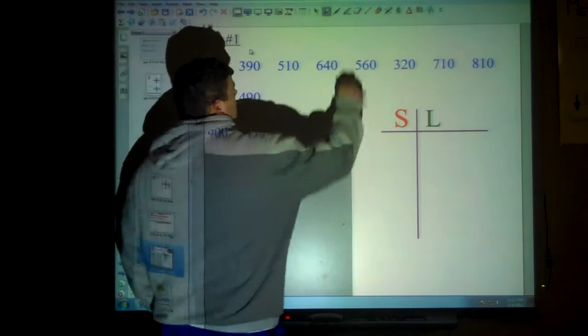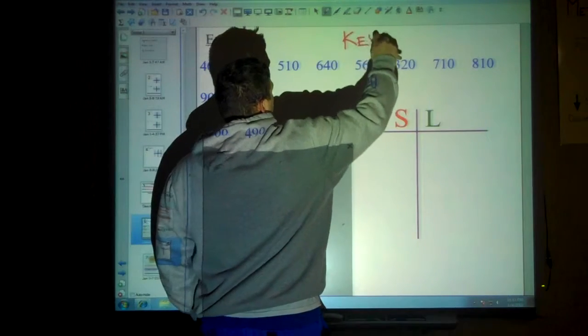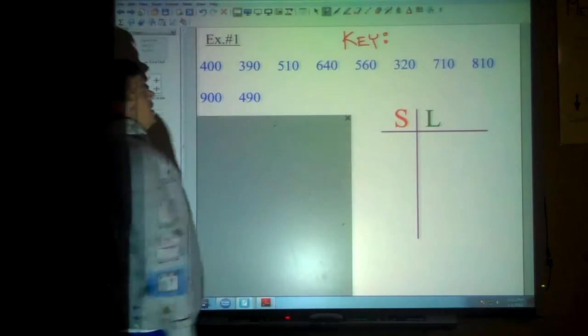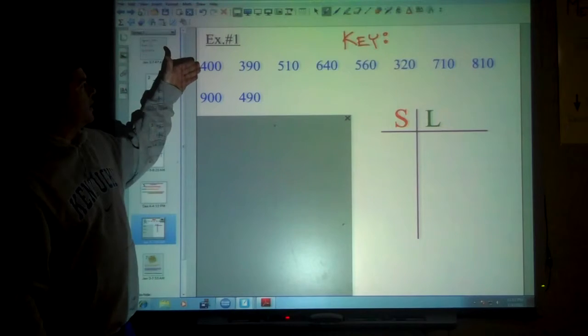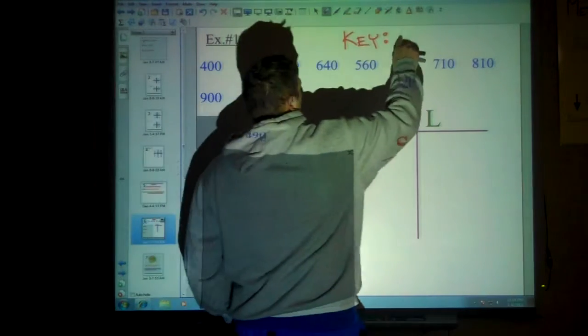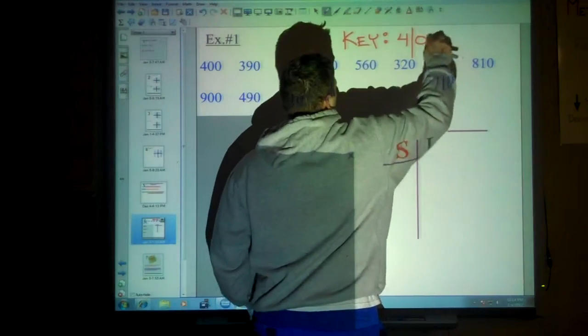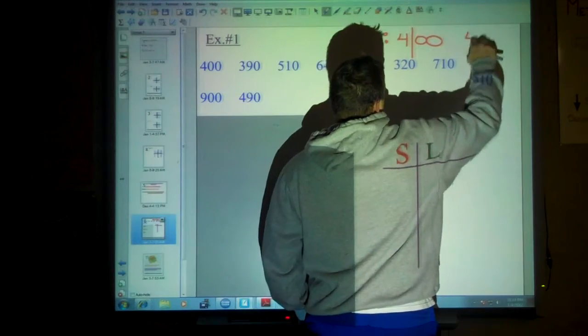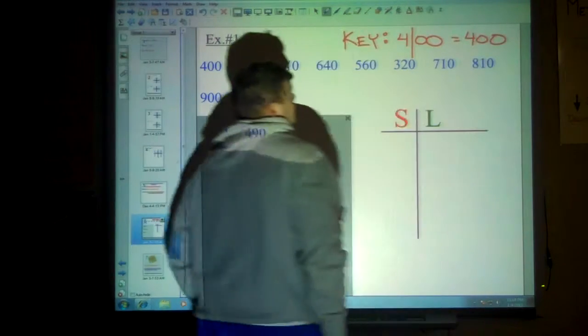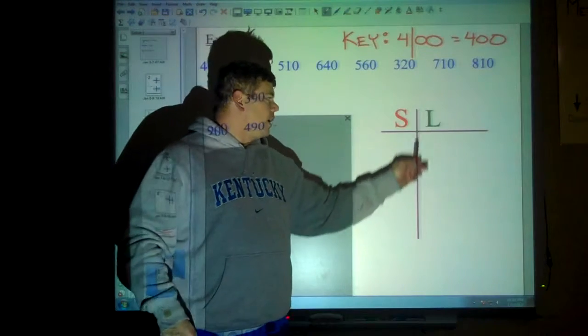So I'm going to make what's called a key. The key tells me how to interpret this. So my key is for, let's say, 400. If I saw 4 with a /00, I know that that means 400. That slash, by the way, is this line right here.